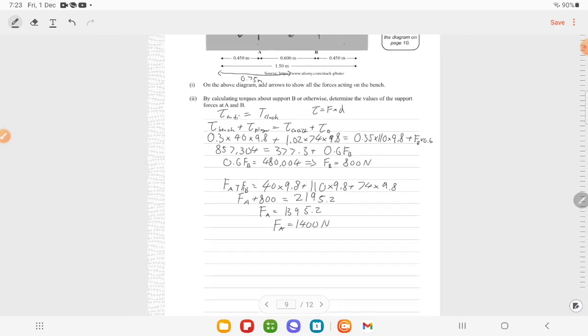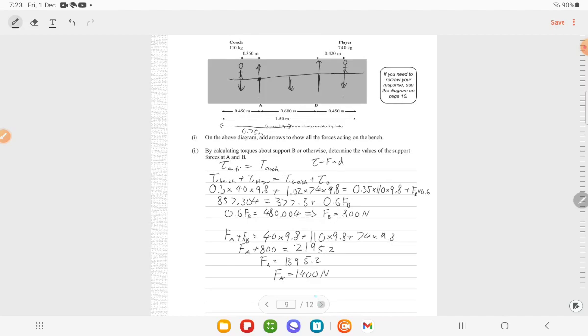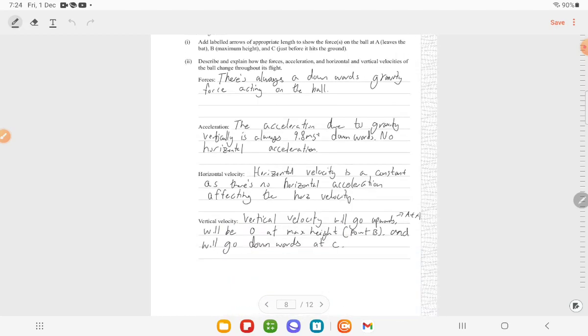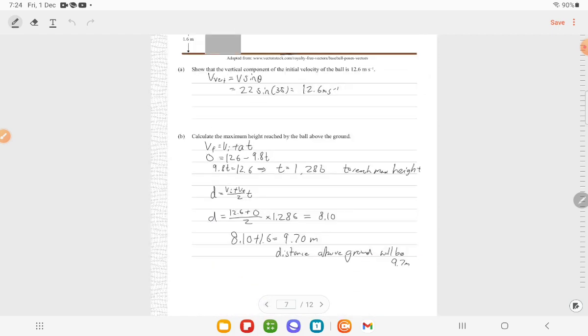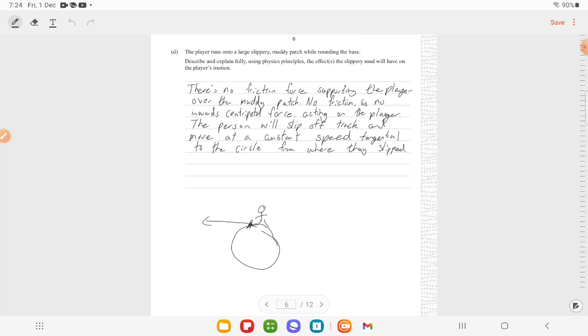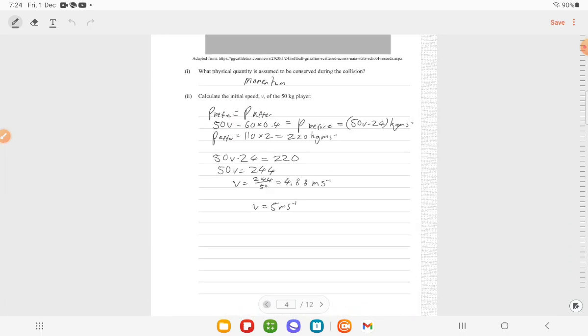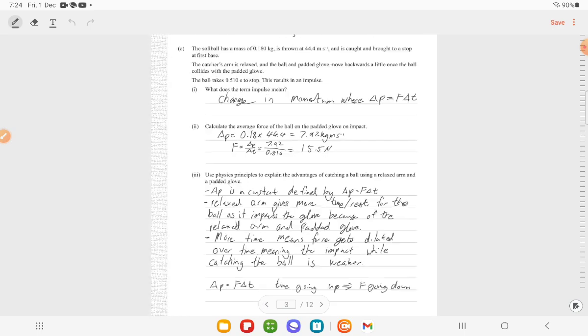Okay, right, that's the end of the paper. Let me just check. Yeah, I have the units for everything. Yep, I got the units.